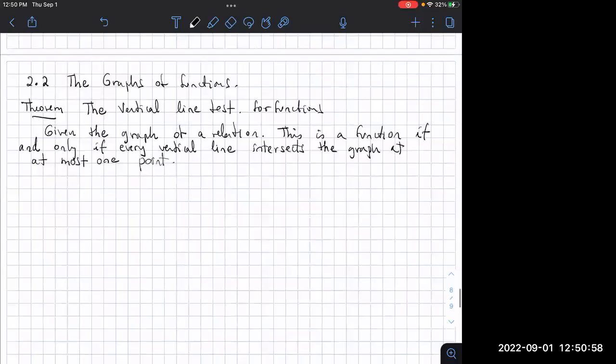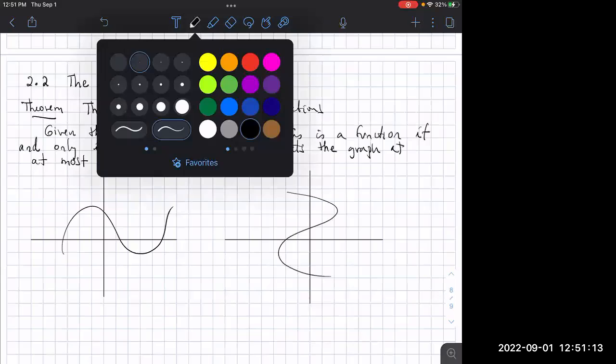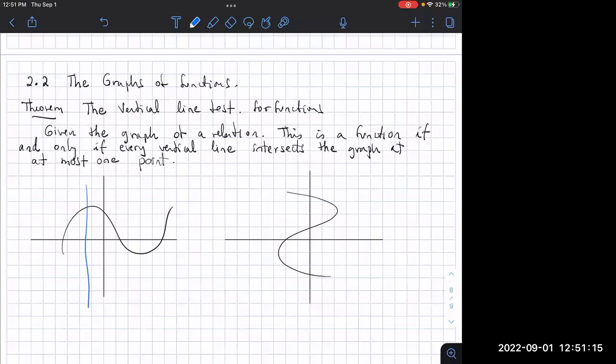So then, if you have the graph of a function that looks like that, say, versus one that goes, say, vertical. Then the first one is a function, because if you look at a vertical line and move it around, it intersects the graph at only one point.